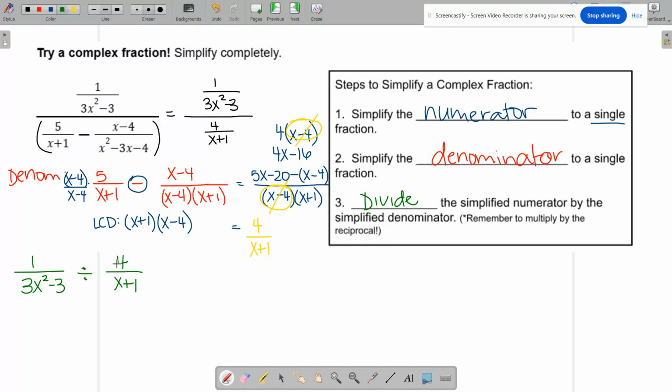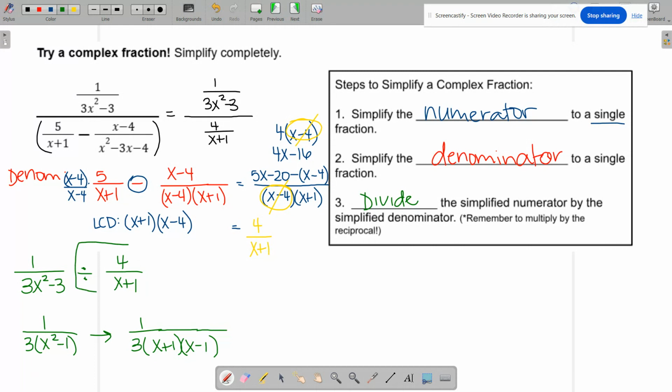Well, dividing by a fraction is the same thing as multiplying by its reciprocal. So 1 over, I'm going to go ahead and factor out the 3. So this is x squared minus 1. Well, before I even write the rest of the problem, I'm going to go ahead and factor that even further. This becomes 1 over 3 times, since that's a difference of squares, x plus 1 times x minus 1.